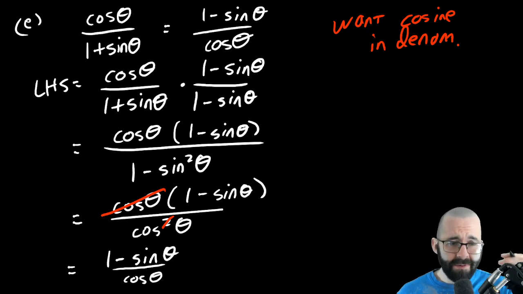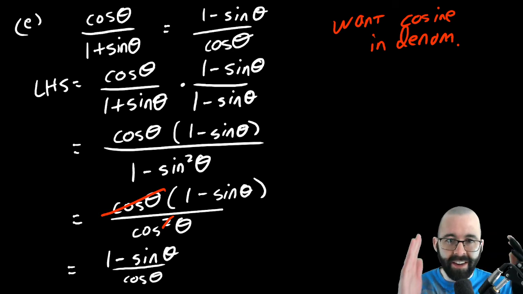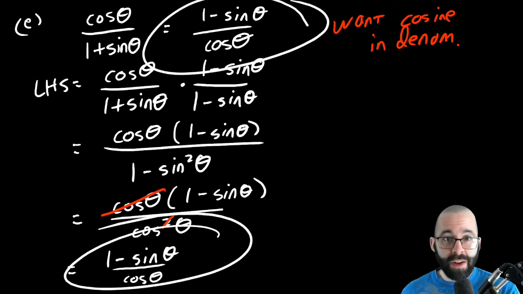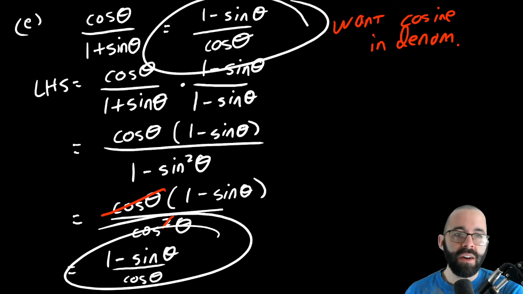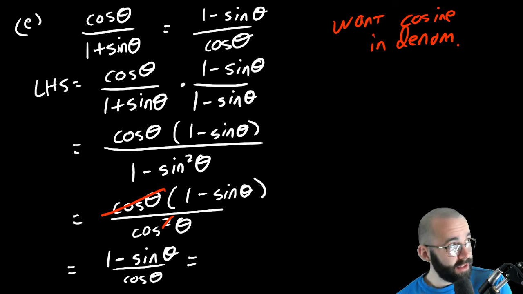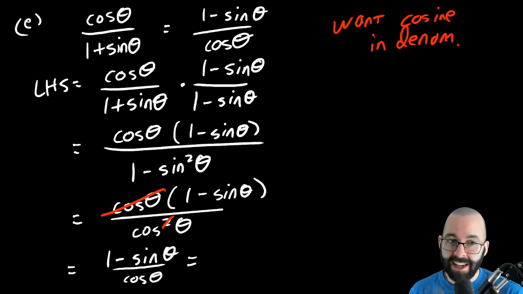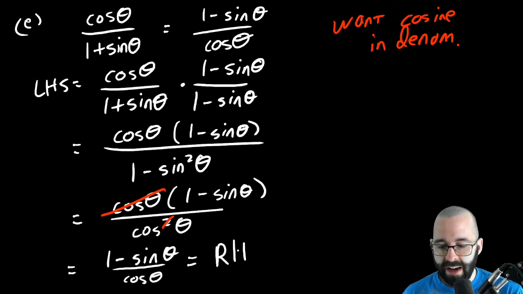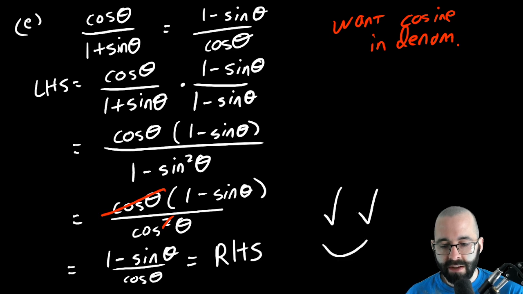Remember when you're doing these, don't lose sight of where you're going. Don't tunnel too hard. We're done. We finished. This is exactly what we wanted to show. So when you're verifying identities, it's a good idea to always remind yourself of where you're going. Don't stare at Mount Rainier on the highway. That's dangerous. Look where you're going. This is the right-hand side. This is exactly what we wanted.